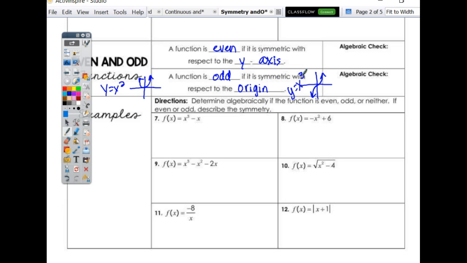And the good news for this one is the algebraic check is the same every single time. We always use a negative x to check. And so if I put a negative x in my x squared, then I get the exact same thing back. So the final and the original will be the same. On a cubic, or an odd, I end up with a negative of the function.